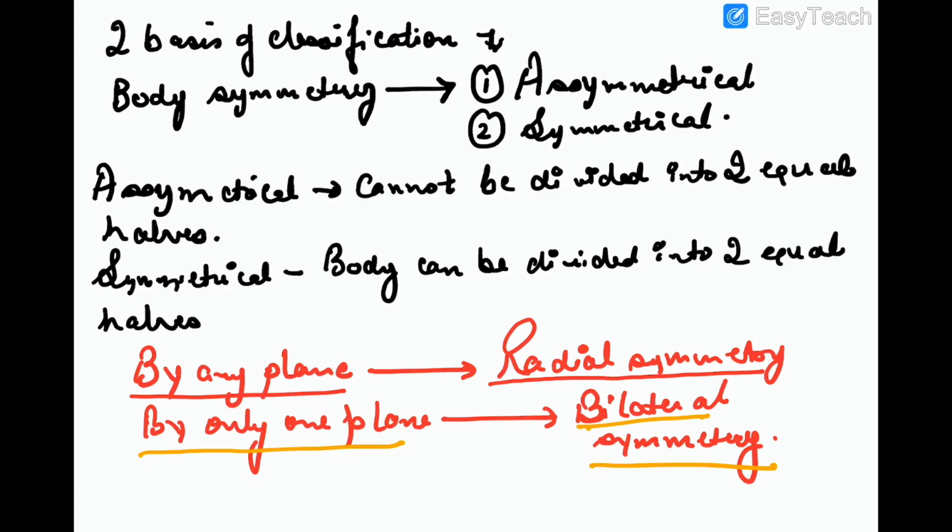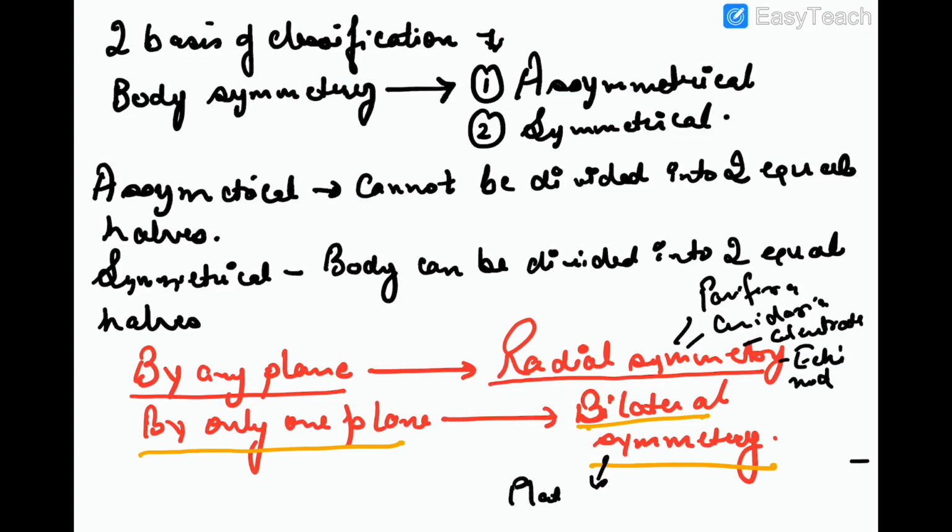Example of radial symmetry is Porifera, Cnidaria, Coelenterata, and Echinodermata. Whereas example of bilateral symmetry is Platyhelminthes to Chordata, except Echinodermata.